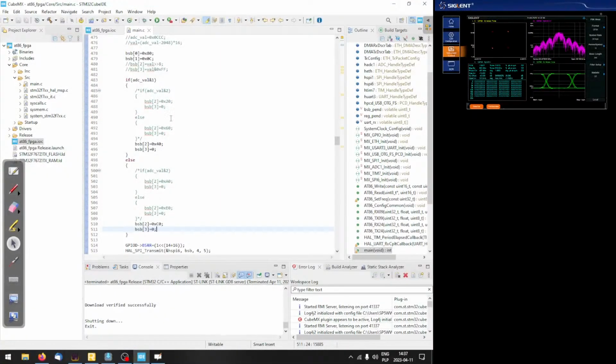So actually, let's do this. We've got the BPSK constellation set with those 2 points, those 2 values. So let's actually comment that out, both of them.